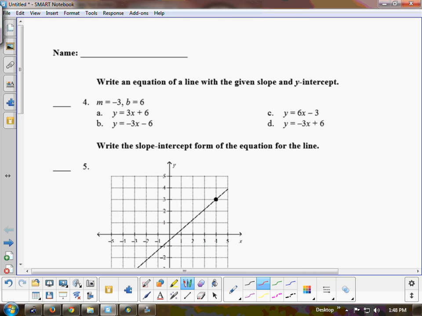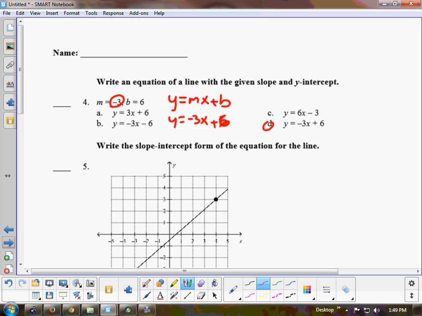Moving on to the next page. Write the equation of a given line. Write an equation of a line with a given slope and y-intercept. So we're going to do just like we did in the last question. y equals mx plus b. m is negative 3, so that's going to be in front. So y equals negative 3x, and then b is 6, and what we could say is it's positive 6. Positive 6, and the only one that matches that is letter D.